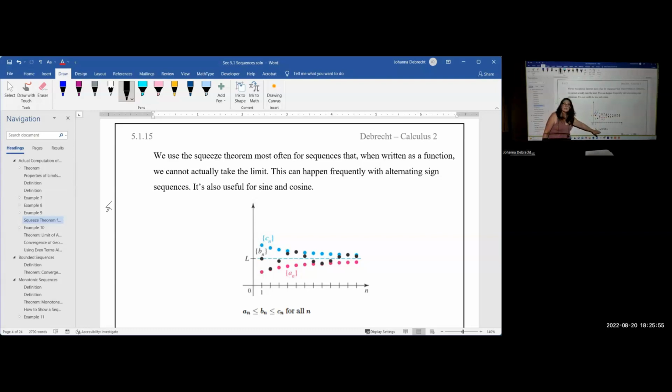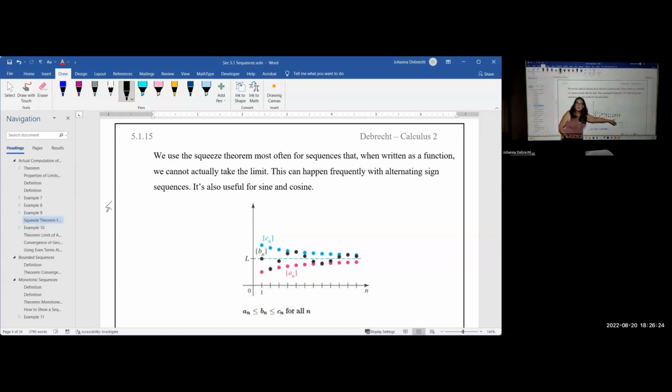So B sub n is less than or equal to C sub n for all values of the subscript. And you'll also notice that the black dots are all above the red dots, which is A sub n. So B sub n is squeezed between C sub n and A sub n. It's between the two. But C sub n is what I'd call a decreasing sequence, because the values are coming down and they're approaching the horizontal asymptote y equals L.